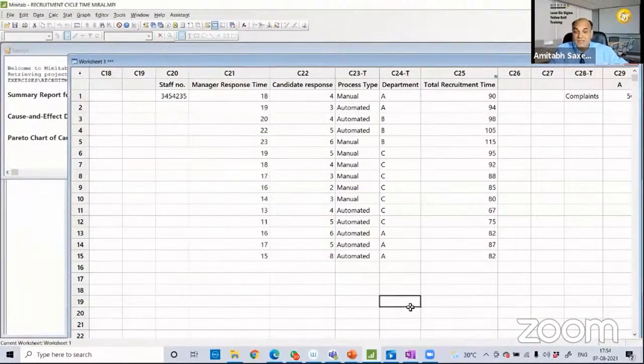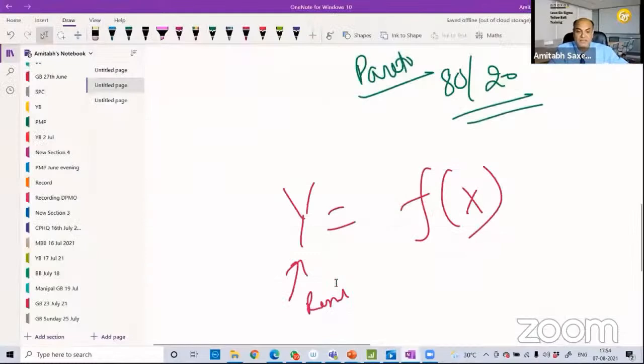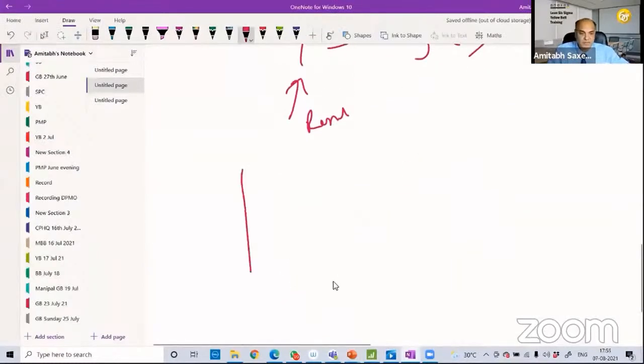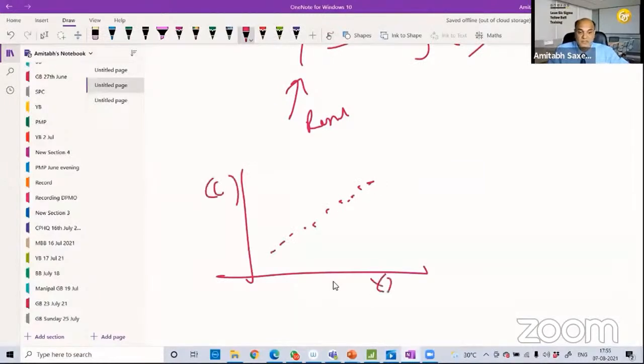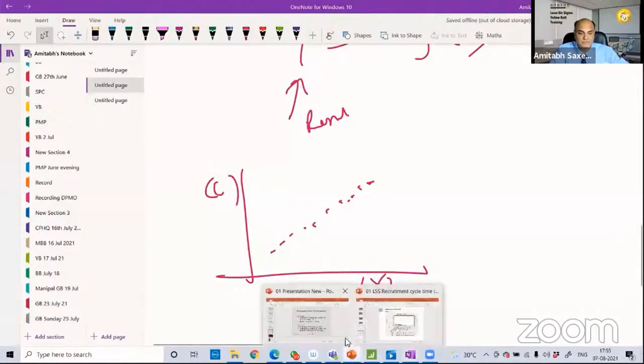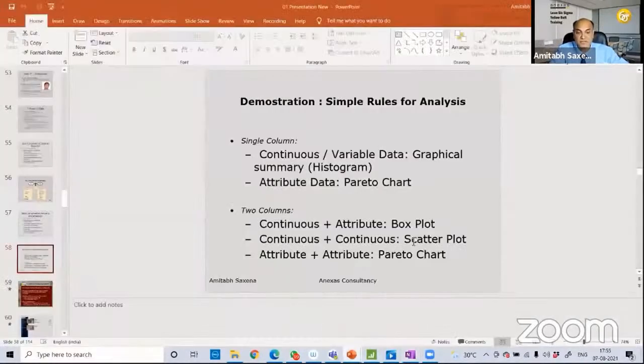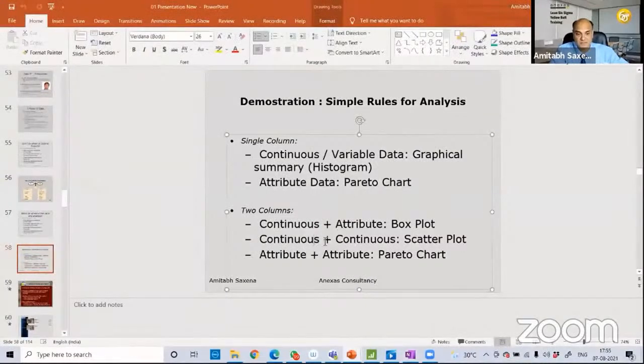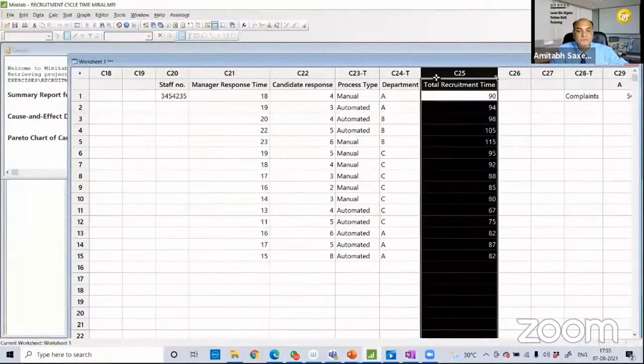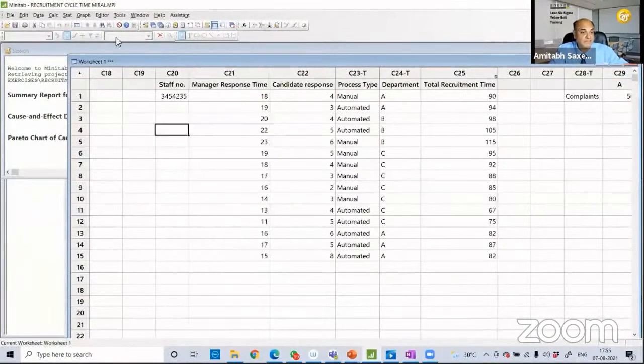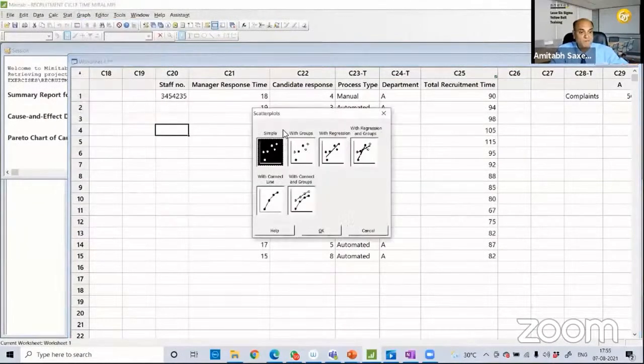When both the data are continuous, I will use a scatter plot. Both are continuous, this is continuous, this is continuous, so I'll make a scatter plot. Continuous and continuous, scatter plot. Yes, okay, let us do that. Total recruitment time. Is it impacting? Let us see.